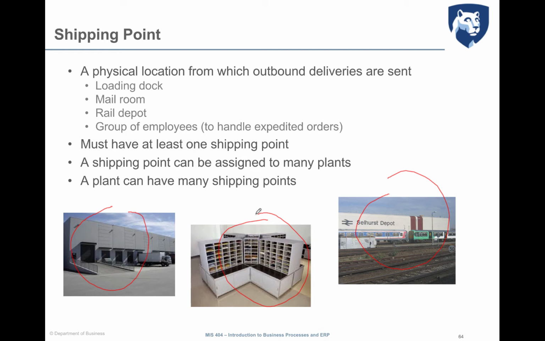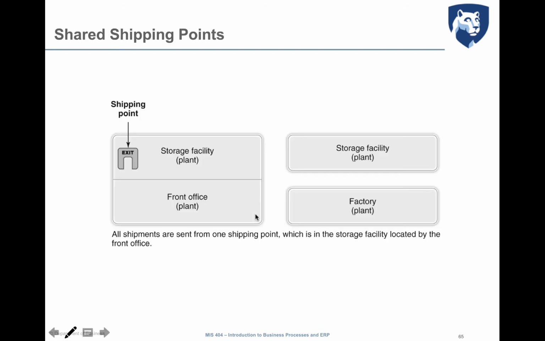and a plant can have more than one shipping point, of course. But a plant must have at least one shipping point from which to process deliveries. Otherwise, the shipping point won't be physically located within the plant. Just to give you an example, a shipping point can be single, multiple, or shared.